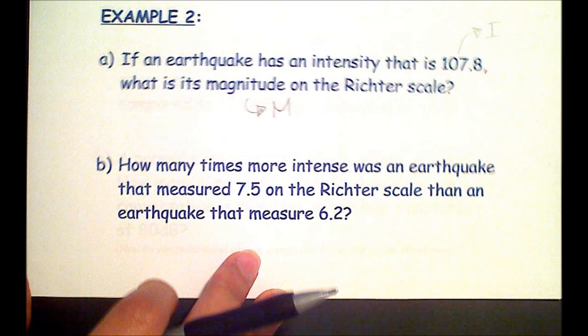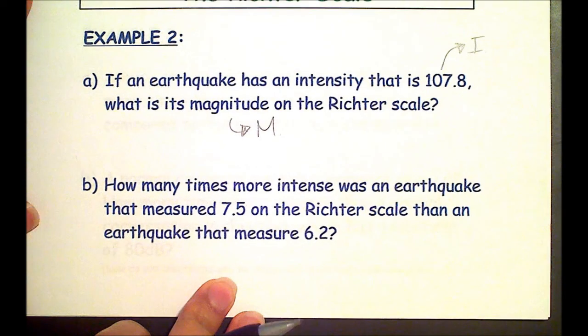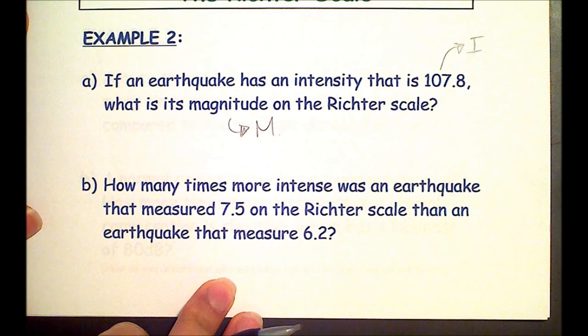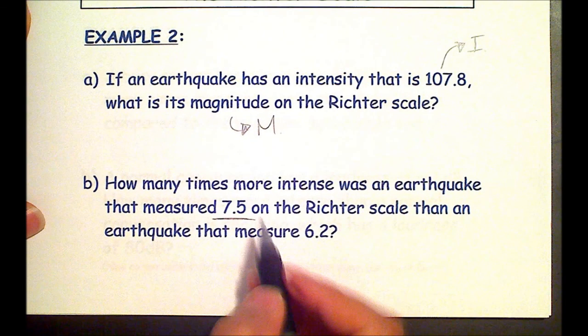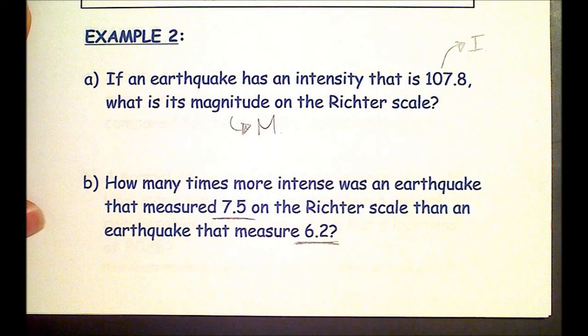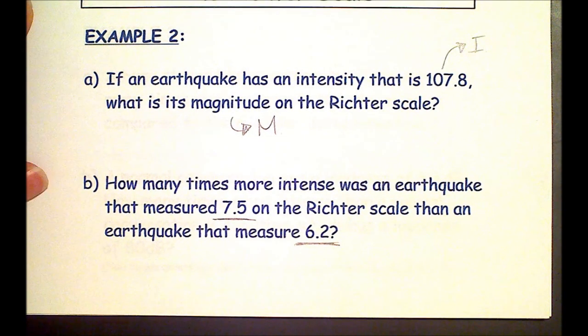Okay, second question, or part B of the second question says, how many times more intense was an earthquake that measured 7.5 on the Richter scale than an earthquake that measured 6.2 on the Richter scale? So again, you're looking at comparing intensities. And so there's a couple of different ways of doing this question.